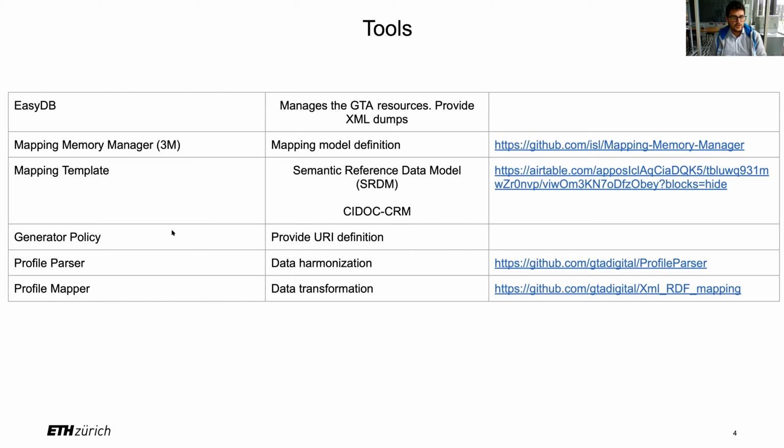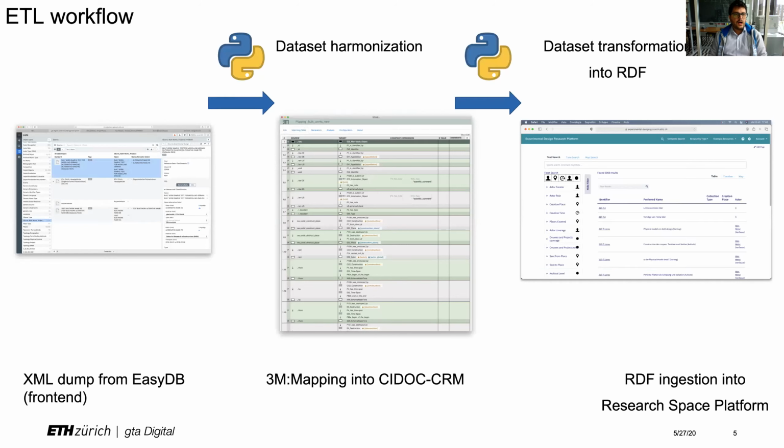The generator policy is another XML file meant to implement and generate the URI according to our mapping model. The profile parser tool is our Python tool able to harmonize the XML dump from EasyDB into another XML compliant with our mapping template. And then the profile mapper is meant to transform XML data into RDF graph. And I'll show you everything later in a demo, how these tools are built together.